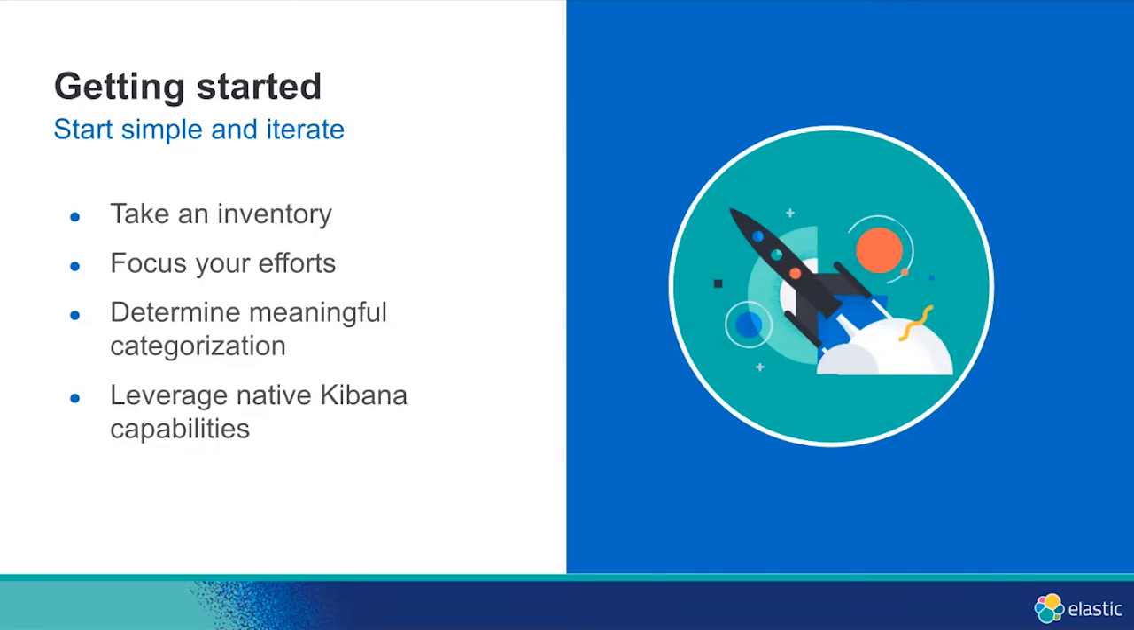The first thing you want to do is take inventory. How much content is there today? What is it? There's an opportunity to leverage Kibana audit logging here to determine the adoption of your assets. Knowing what's being used and what isn't is important to focus your efforts and prioritize. There's a good chance you don't need to fix everything, just the important things.